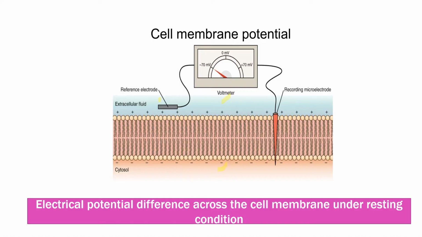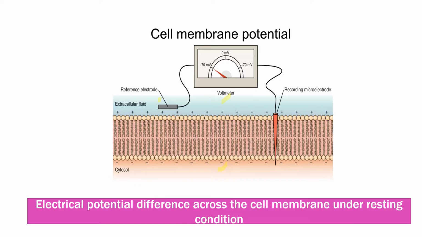What is happening when we connect these two ends with the galvanometer? We can see that there is a deflection in the galvanometer. How much is the deflection? It is minus 70 millivolts. So there is a potential difference between the inside and the outside of the cell at the resting state, when there is no excitation, no stimulation.